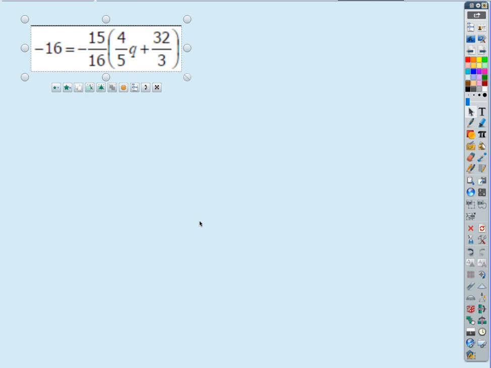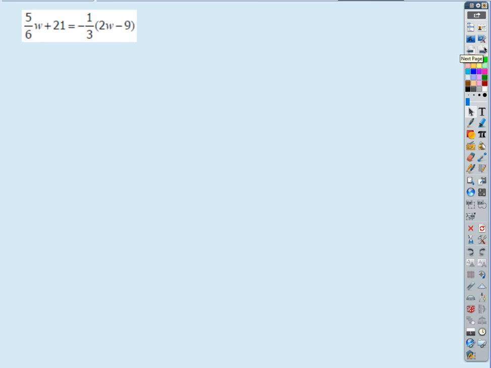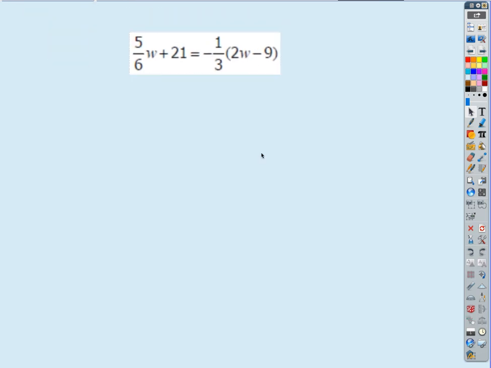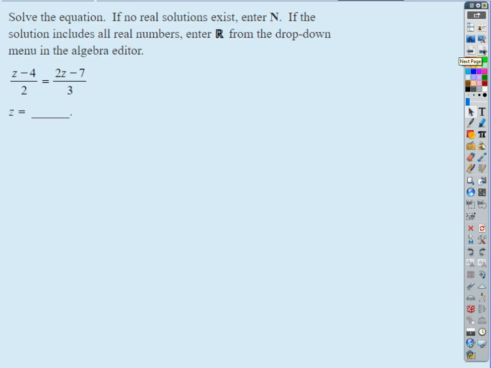Okay? How about there? Distribute the negative 1/3 and then clear fractions. Even if there's only one fraction term, do it. It's worth it. Okay, last one. I guess I lied. Here's the last one.